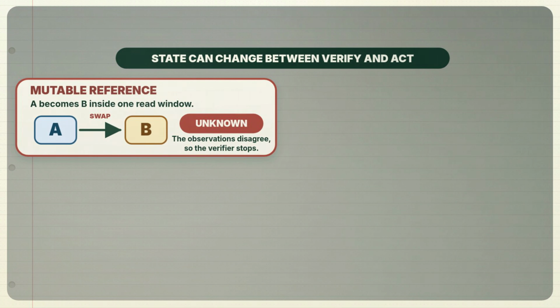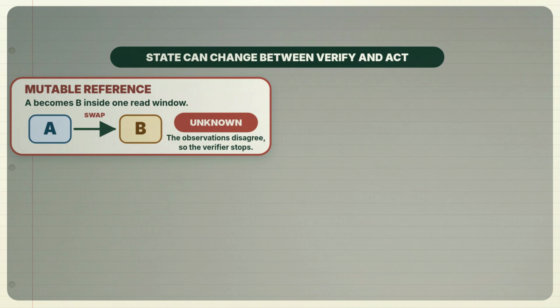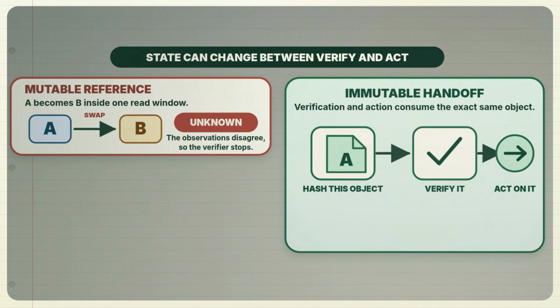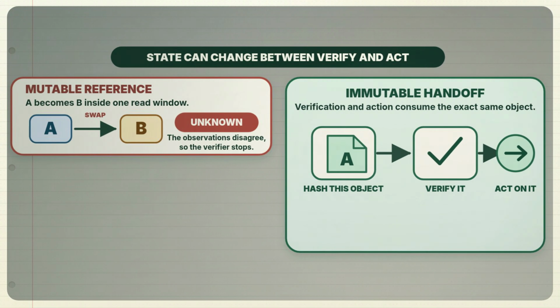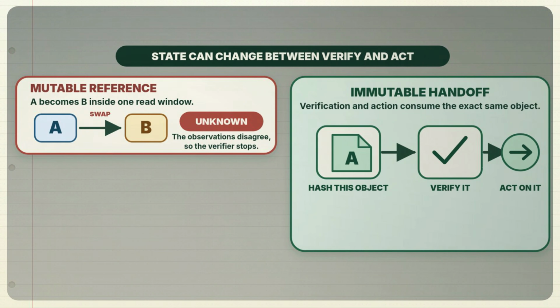Verification at the decision boundary still races if the action opens the mutable reference again. The bytes can change after hashing, but before use. The strongest design gives the action the same immutable object that the verifier hashed. If that is impossible, open one stable handle, capture its identity and metadata, hash through that handle, and capture the metadata again. If the observations disagree, the verifier returns unknown and never returns ready.